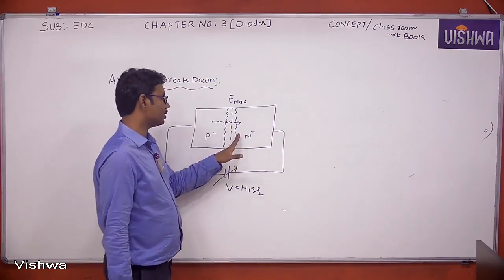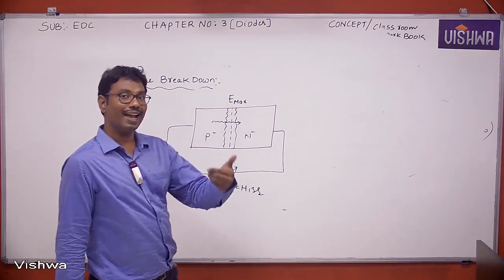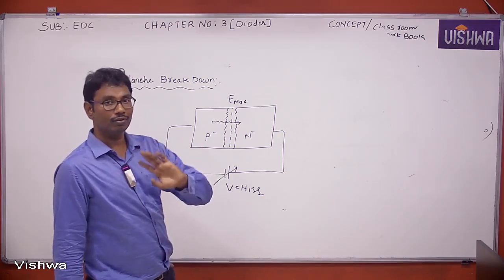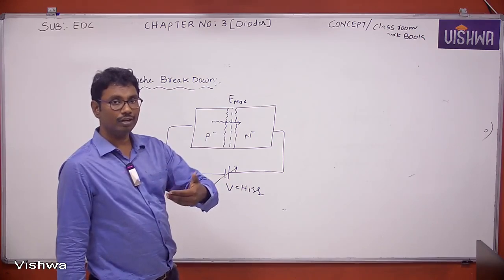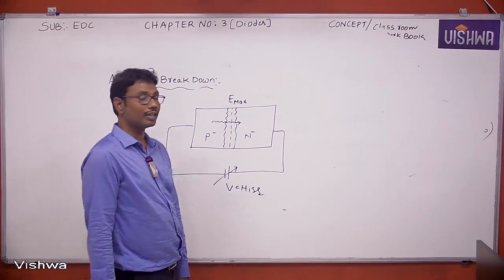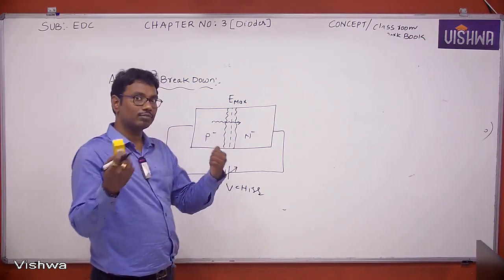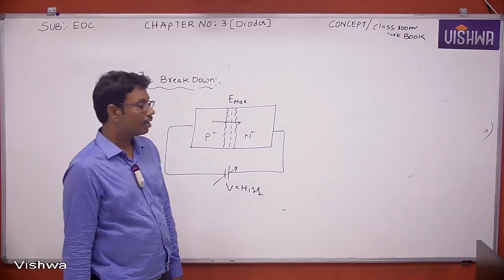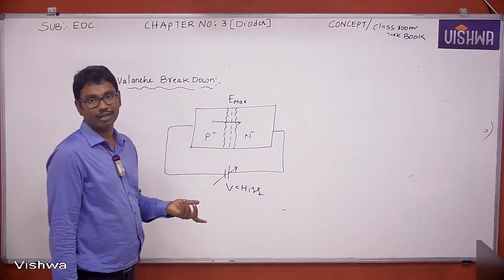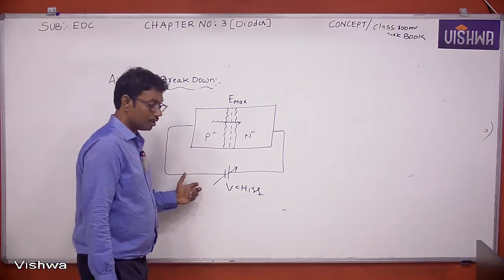It can collide with an atom and produce an electron hole pair. Again, this newly generated electron hole pair gets accelerated, collides with an atom and produces two electron hole pairs. This process continues, and because of the production of electron hole pairs, the current suddenly increases. The current increases due to collision of atoms. This is called the avalanche mechanism.